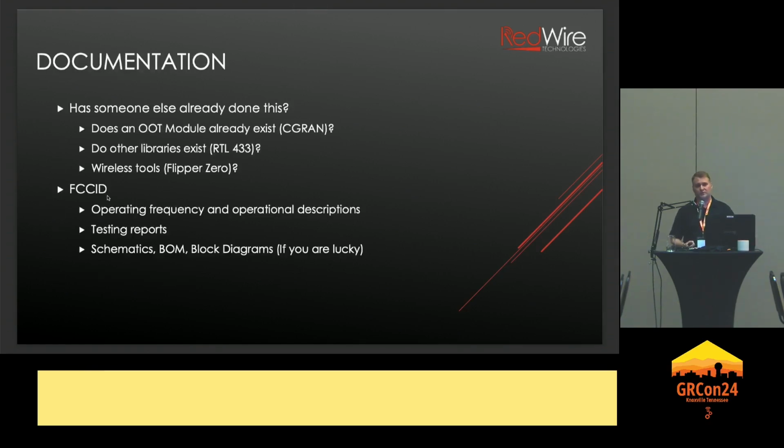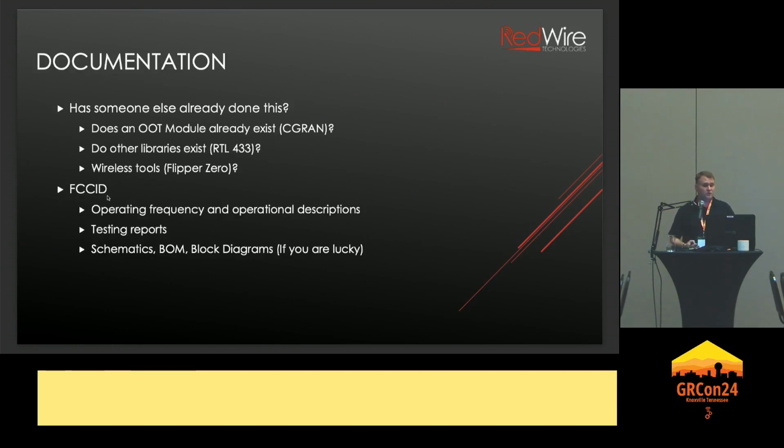As I said, the first thing you're always going to want to do is look at documentation. Has somebody already done it? In a lot of cases, there are really good out-of-tree modules already out there. If you look on CGRAN, there's tons of stuff that's already been done, and it's great to start from that and move forward. Sometimes there are libraries written for other tools. There's a project on GitHub called rtl_433 that has a lot of radio applications. Even if you're not going to use that particular library, the source code and the comments in the community there can be very helpful to get you started.